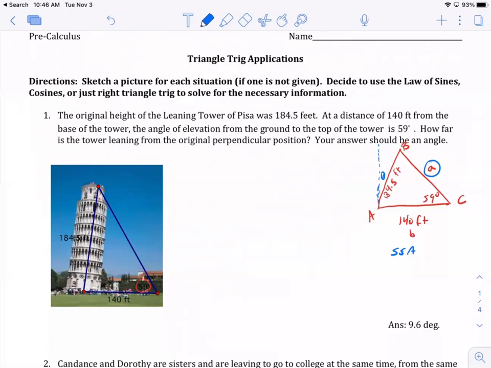So Aria was right. We can use law of sines. But really, we'd like to focus on angles for this problem because I really don't care how far it is from the top of the tower to wherever the person was where they measured the 59 degrees. But I do want to know about angles. So Aria's right, let's do law of sines. Janie is right, let's focus on angles.